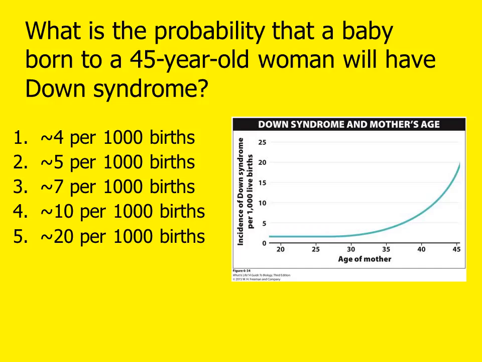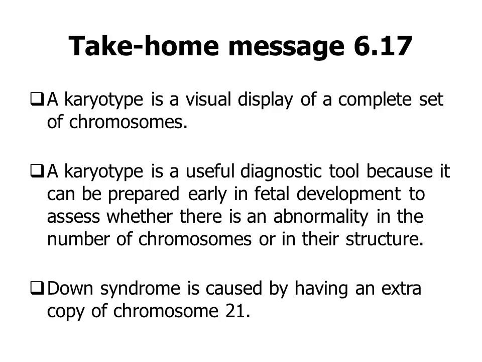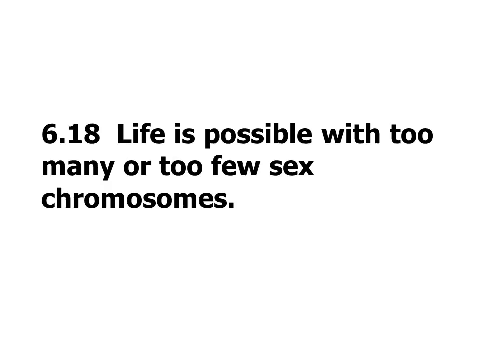So what is the probability that a baby born to a 45-year-old woman will have Down syndrome? Okay, so if we look at the x-axis, we go to 45, we go up. It looks like the chances are 20 per 1,000 live births. So number 5 would be the answer. Okay, karyotype displays a complete set of chromosomes, so you can get the number for each pair, make sure it's normal. Useful diagnosis tool.